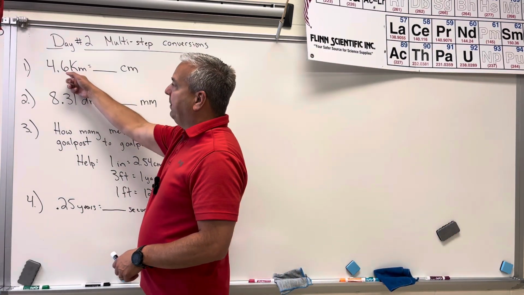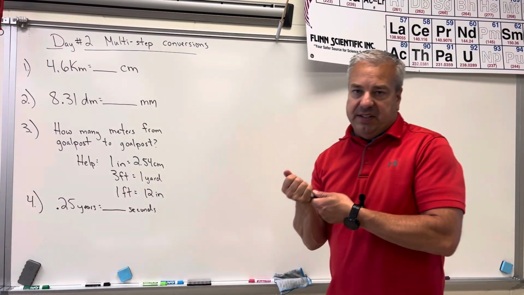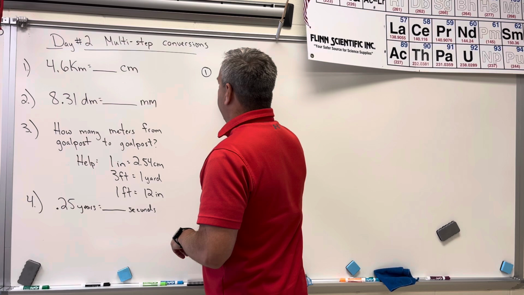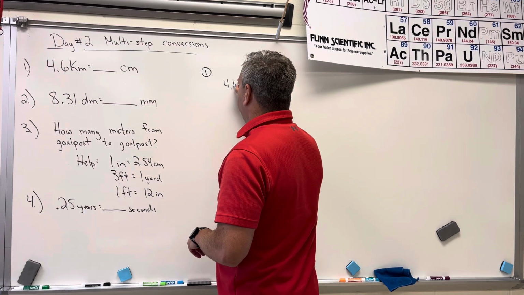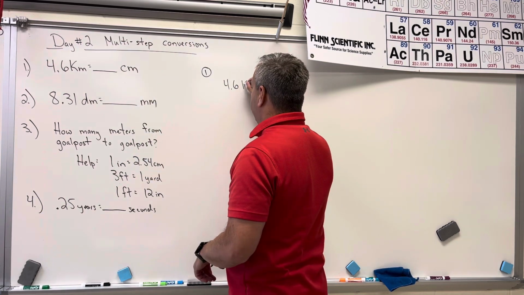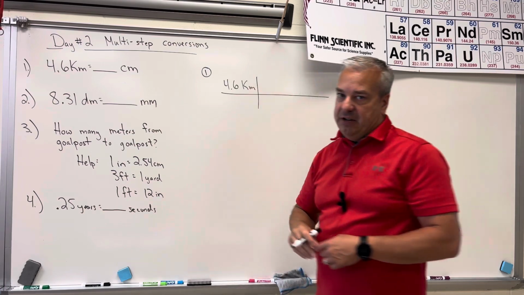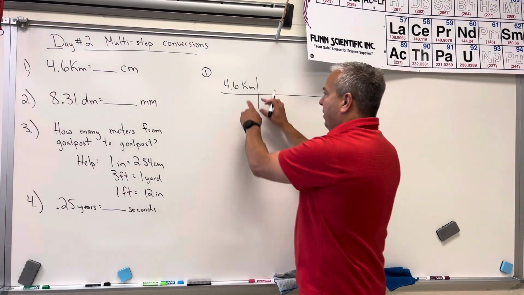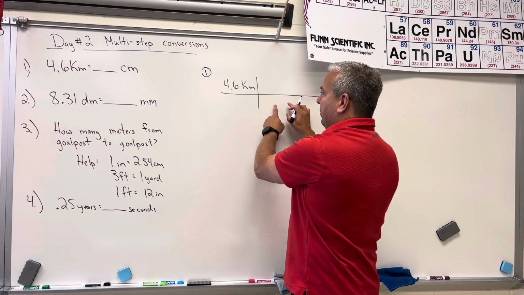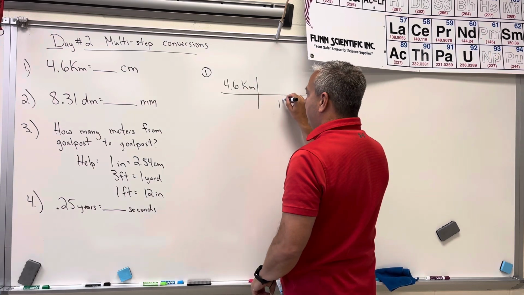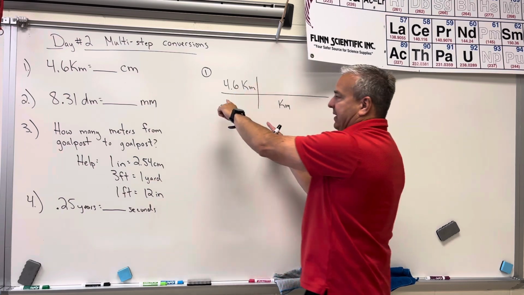So in this first problem, we're going to convert 4.6 kilometers into centimeters. And we start out the problem exactly the same way. We're going to put our given 4.6 kilometers in the upper left-hand corner of our train track. Okay. Now, we're going to convert these kilometers, so we need to get rid of them. So whatever's up here, we're going to bring downstairs in order for them to cancel out.